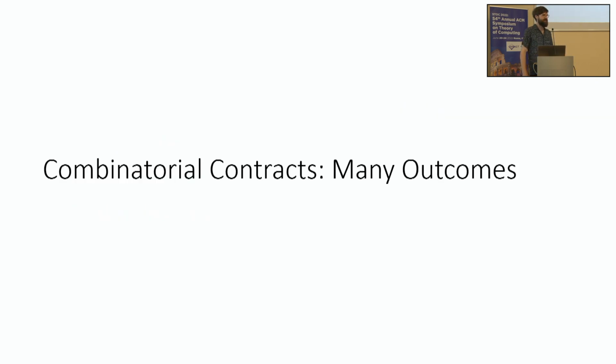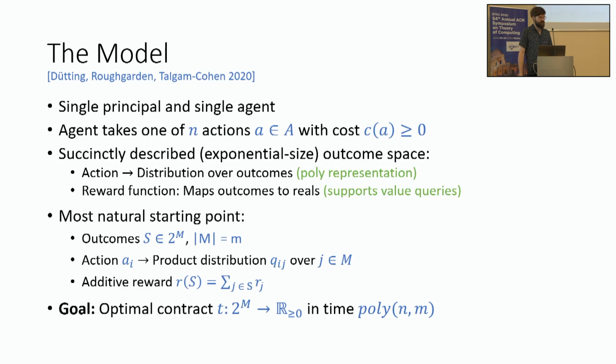All right, so let me begin with the first direction. That's combinatorial contracts with many outcomes. Okay, and the model that I want to describe here is our first endeavor in this direction. It's taken from a paper that I've written with Tim Roughgarden and Inbal Talgam-Cohen.